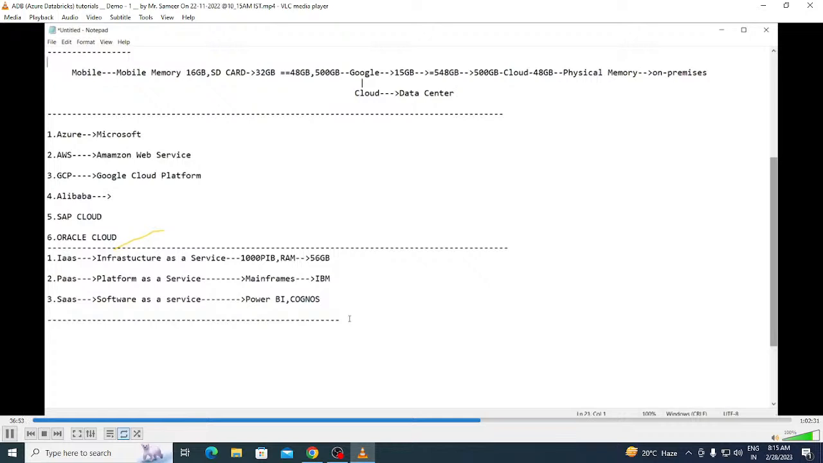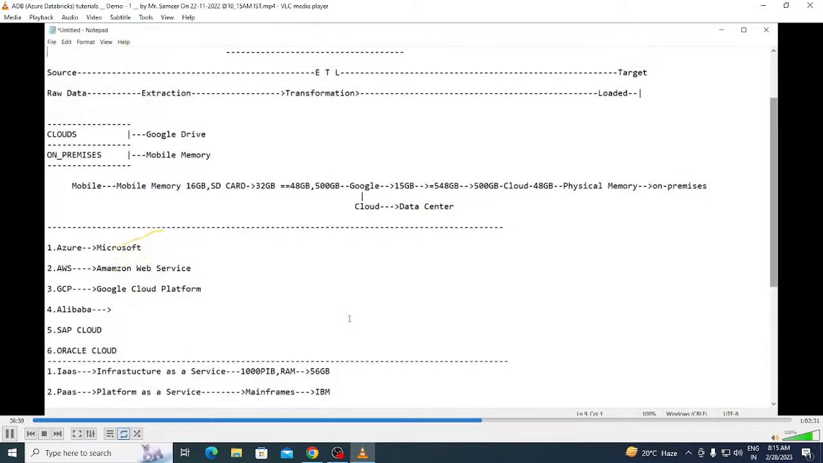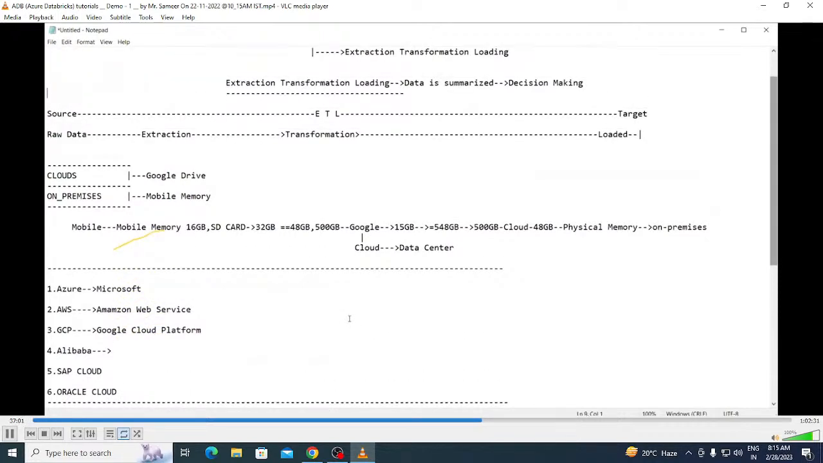Now, guys, the cloud is clear for me and on-premises is also clear for me. Everything is clear. But my question is about the source, target, and this thing is done.